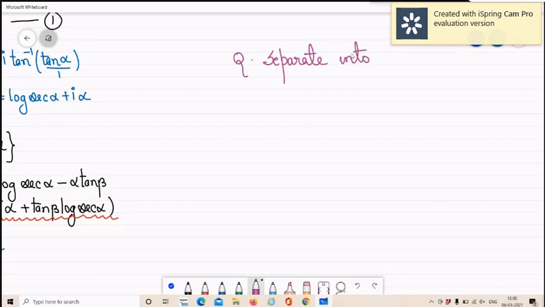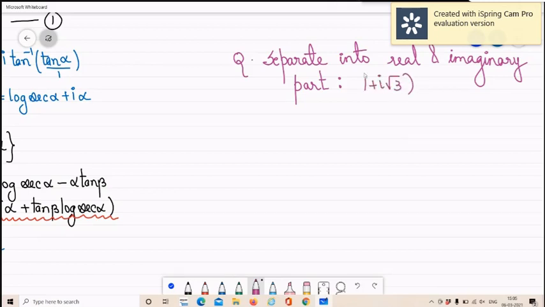Separate into real and imaginary part. Separate into real and imaginary part. And the question is: (1 + i√3) raised to (1 + i√3).